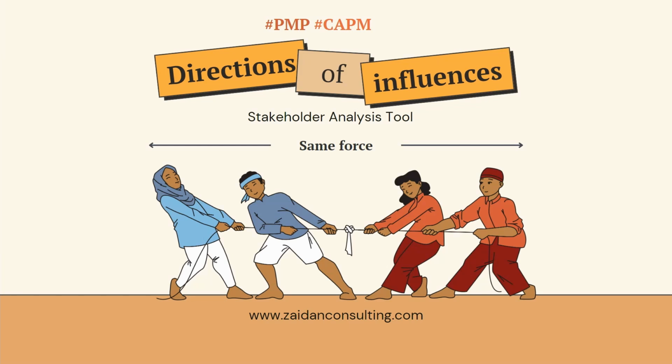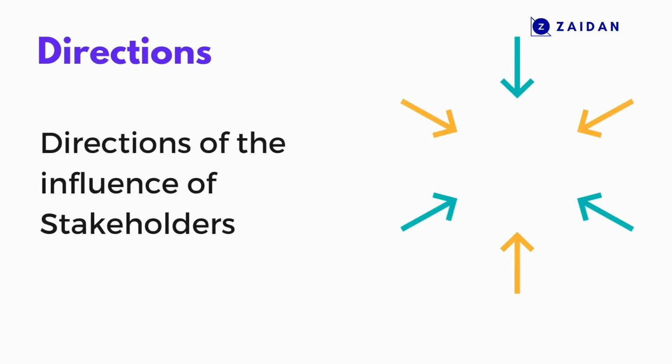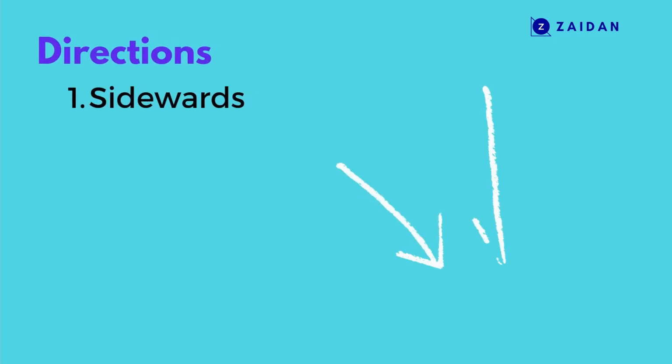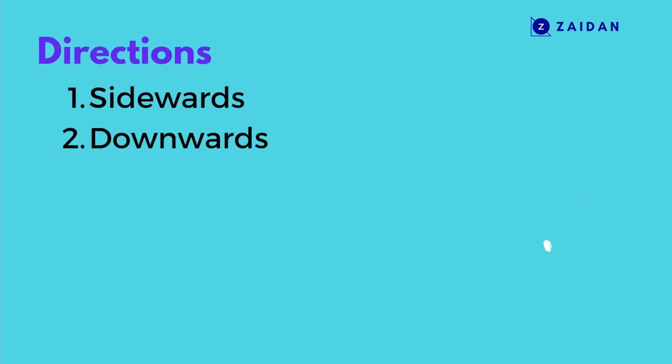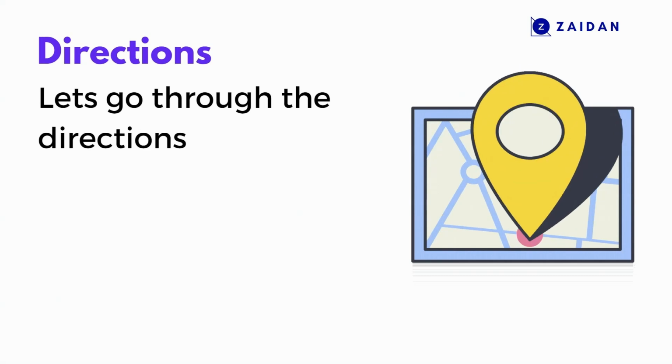JD from ZN Consulting, and in this video we will talk about directions of influence. Directions of influence is a technique used for identifying and analyzing stakeholders in your project. This can be used to identify the direction from which the stakeholder can influence the project. The directions are namely sidewards, downwards, outwards, and upwards. Let us go through all the directions to understand the stakeholders around us.